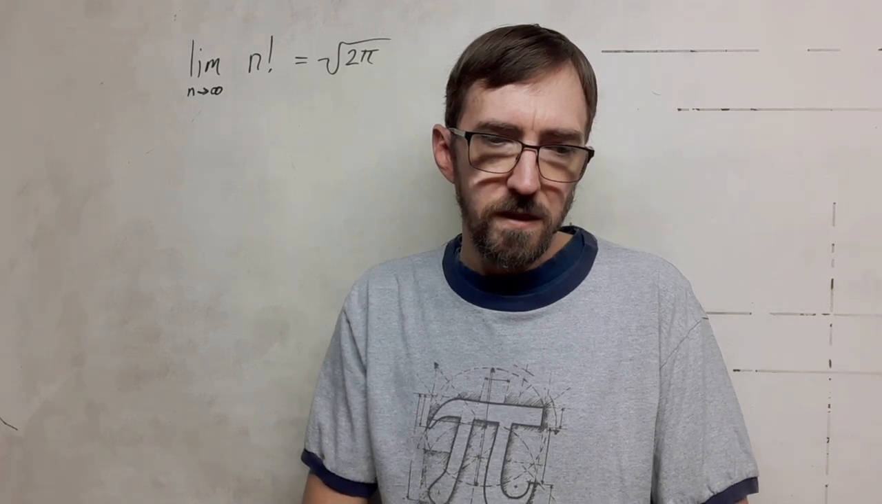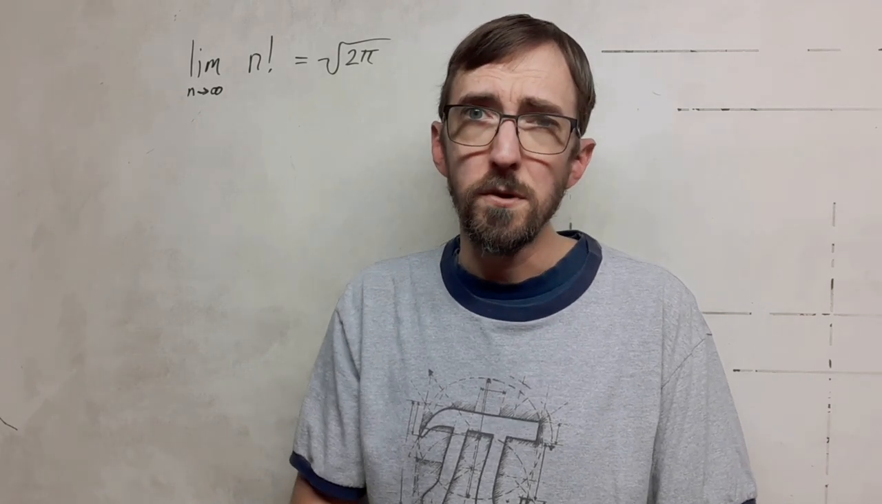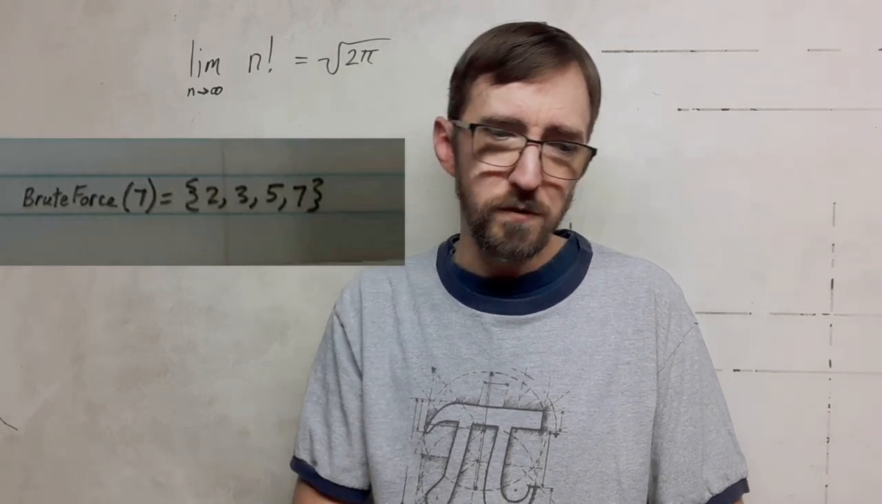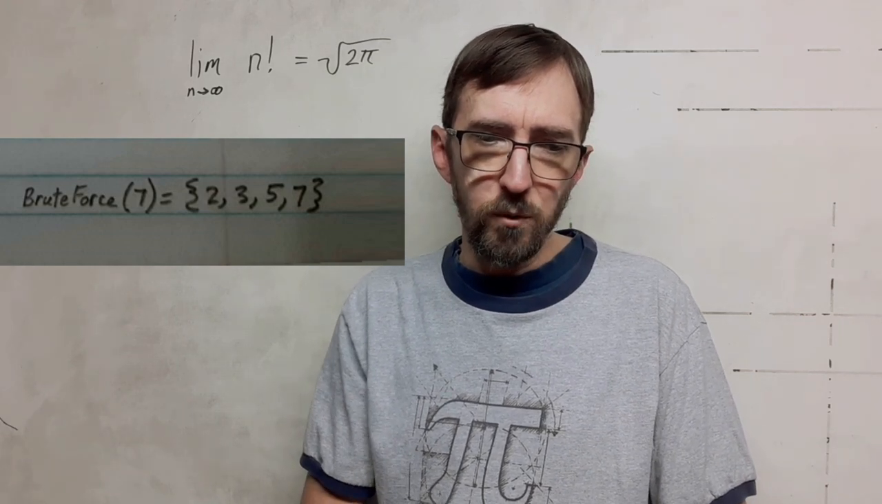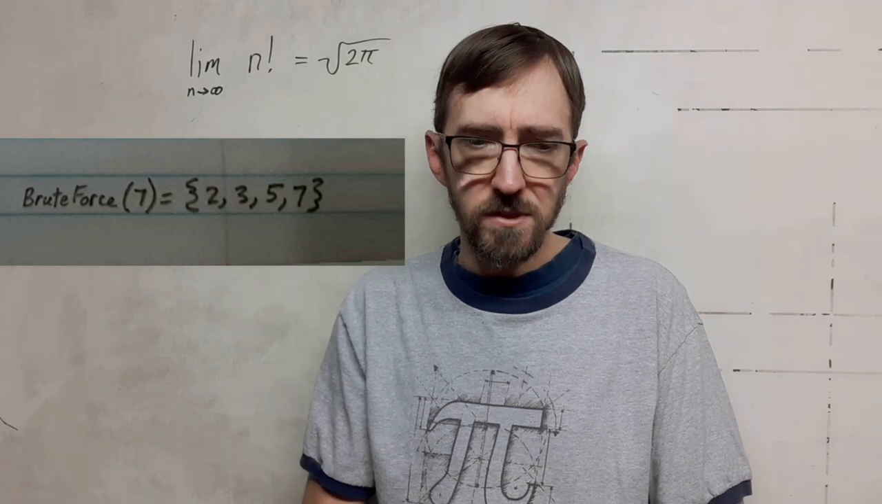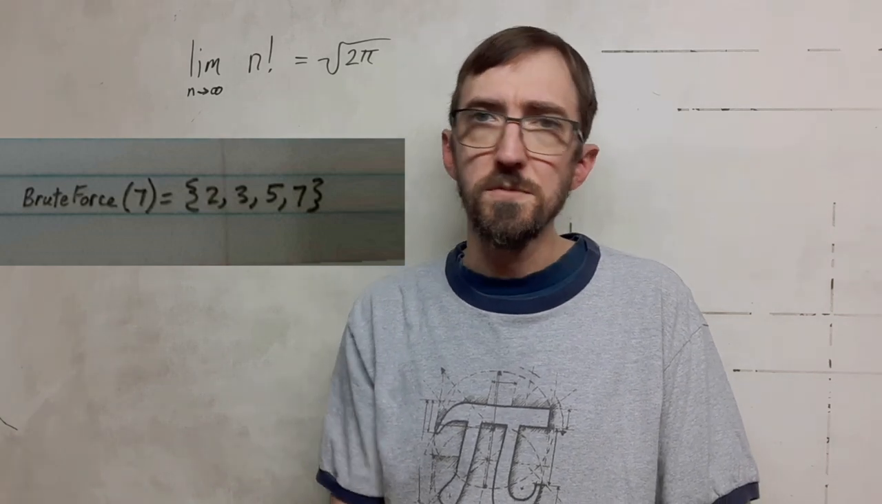So I just wrote this out as the brute force algorithm, or the brute force function. The value we put in is how many primes there are, and I just listed all of those primes, which there are 4.